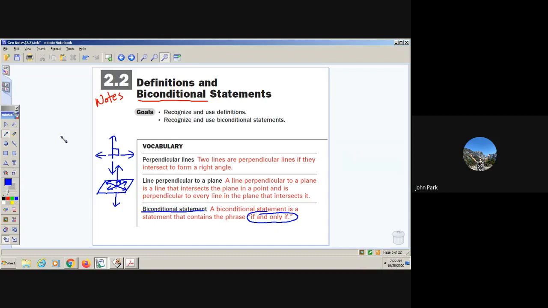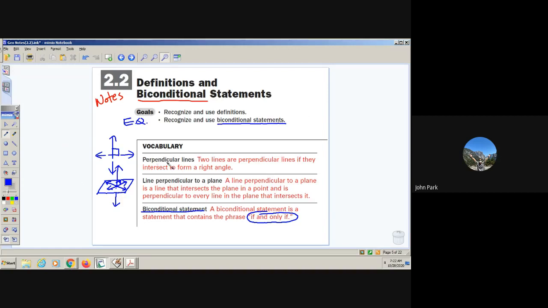All right, good morning. Today we're going to talk about definitions and biconditional statements. This is going to be similar to what we talked about with the conditional statement, but there's something special that happens with the biconditional statement. Our goal and our essential question will be to recognize and use our definitions and to recognize and use biconditional statements, which is what we're going to focus on today.